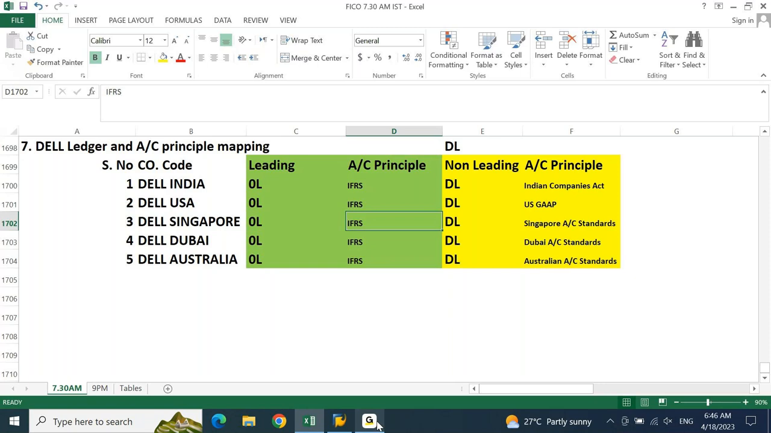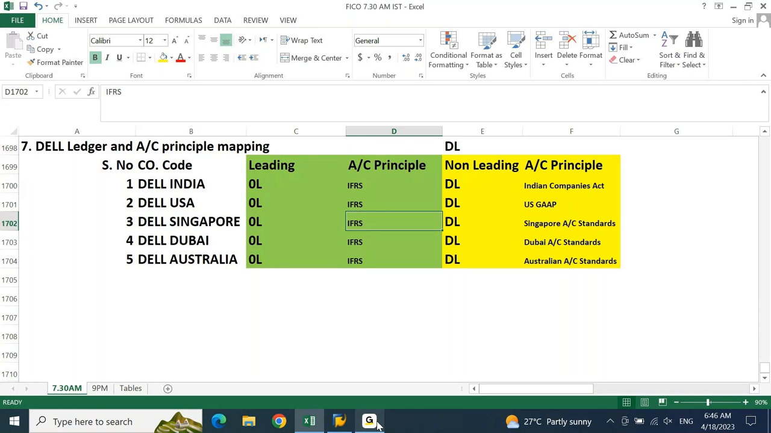It is not required for us to know those accounting principles. It is only required for us to know that if you are using SAP for, let's say, your Dubai company code, you will have to use the Dubai accounting standard. That point alone you have to understand. How your Dubai accounting standards work, and what the rules and regulations are, your client is going to tell you. Normally, accounting remains common for both accounting principles, leading and non-leading, except certain country-specific things.